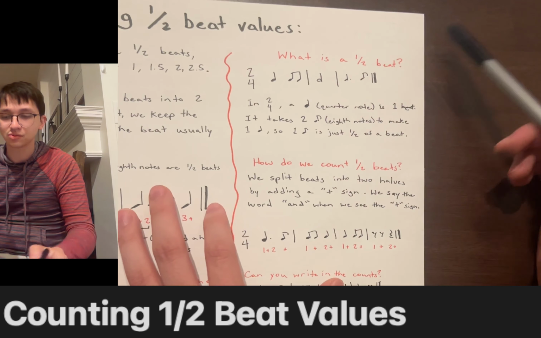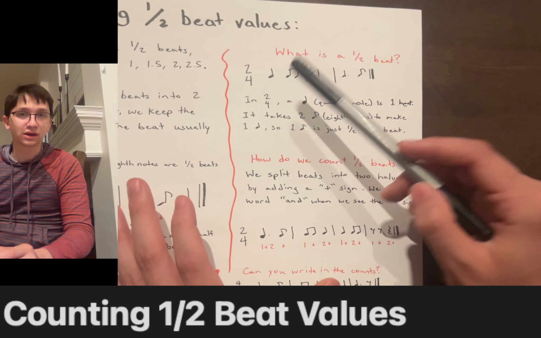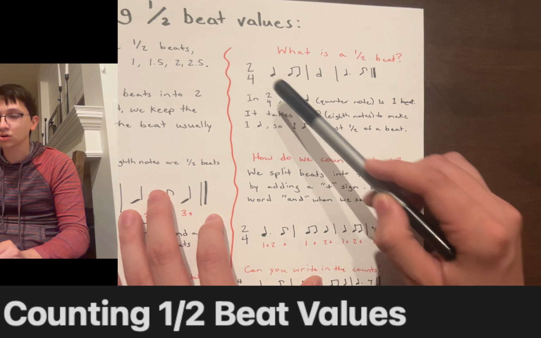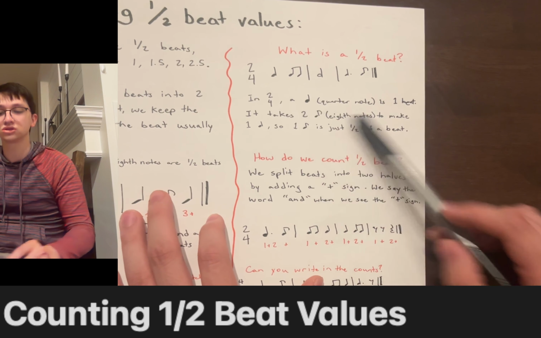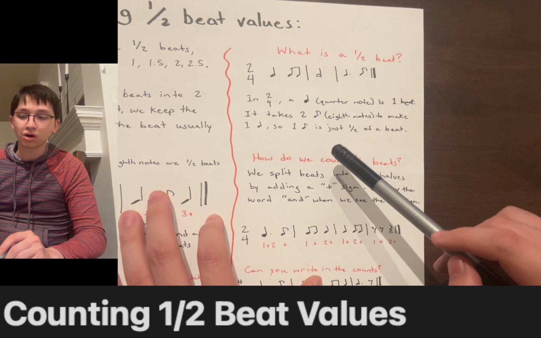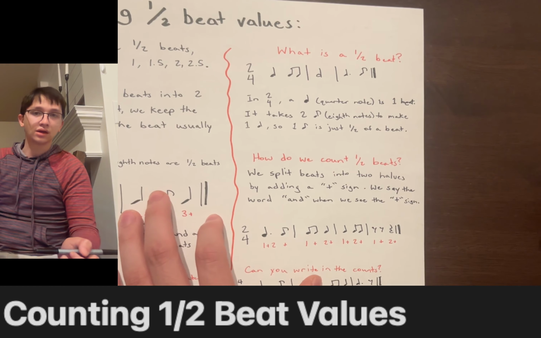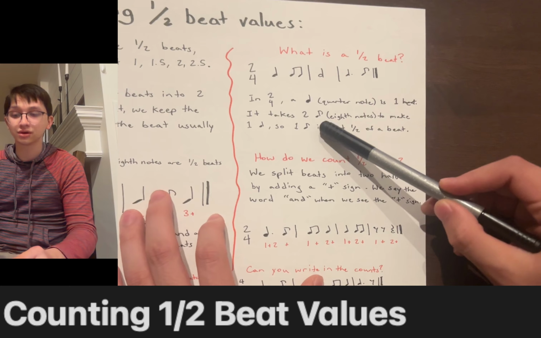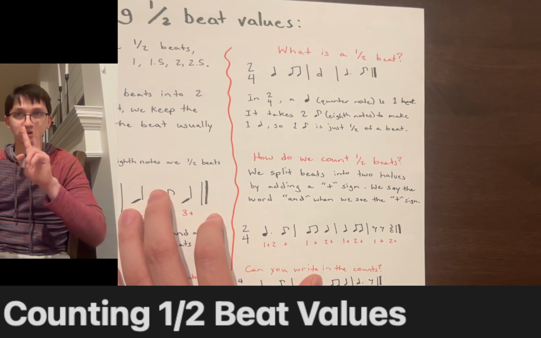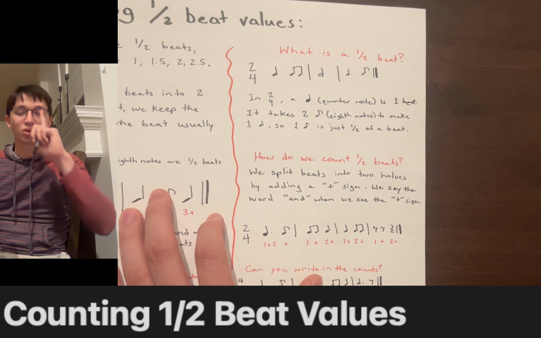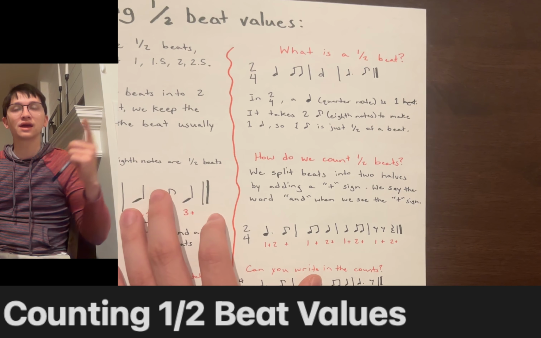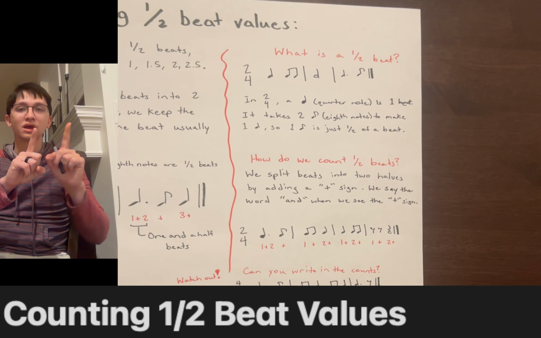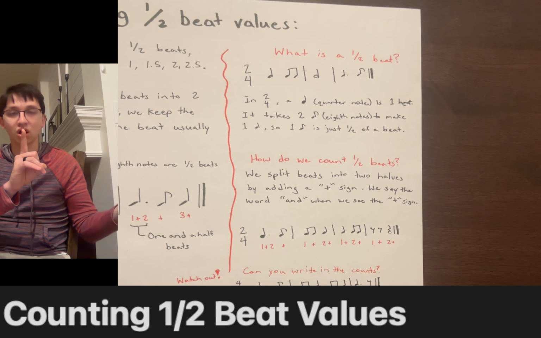Half of a beat is this: in this example we have 2-4, and because the 4 is on the bottom, the quarter note is equal to 1 beat. Now we have to ask ourselves, that quarter note is equal to 2 of what other note? It takes 2 eighth notes to make 1 quarter note. So 1 eighth note becomes half of that quarter note, because we would need 2 eighth notes to make a full quarter note. If I get rid of one of them, half of that's gone.